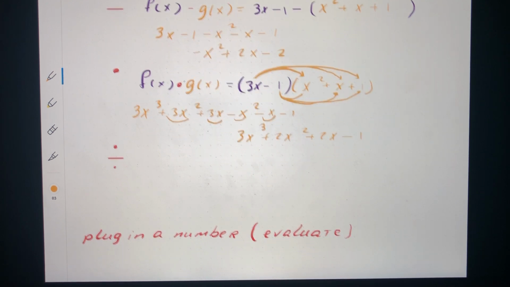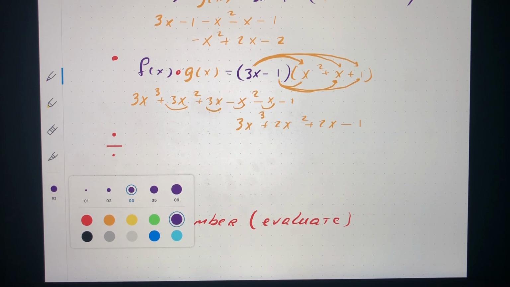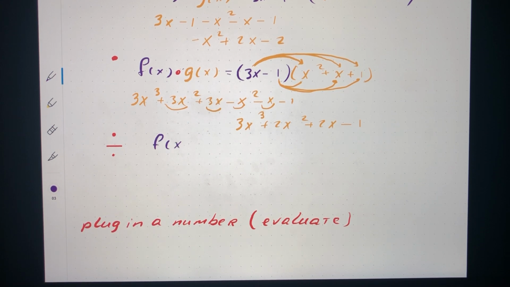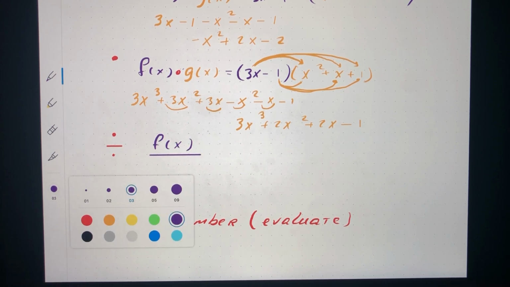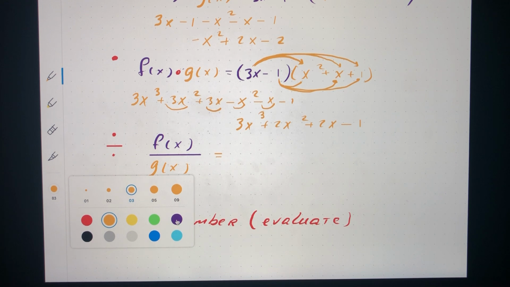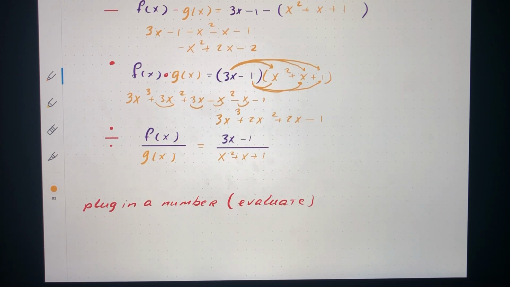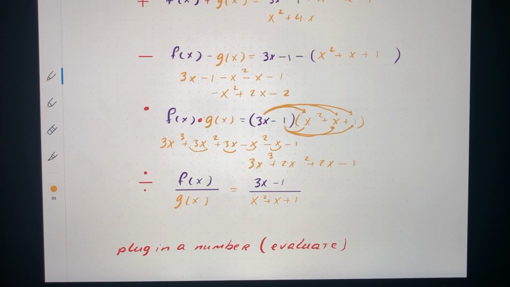Division is exactly the same way. If we write them one on top of each other, and if we can reduce, then we do. And if we can't reduce, then we don't. In this case, there is nothing to reduce. So we can just write 3x minus 1 divided by the x squared plus x plus 1. And that is it. That's how to do the 4 main operations with the functions.